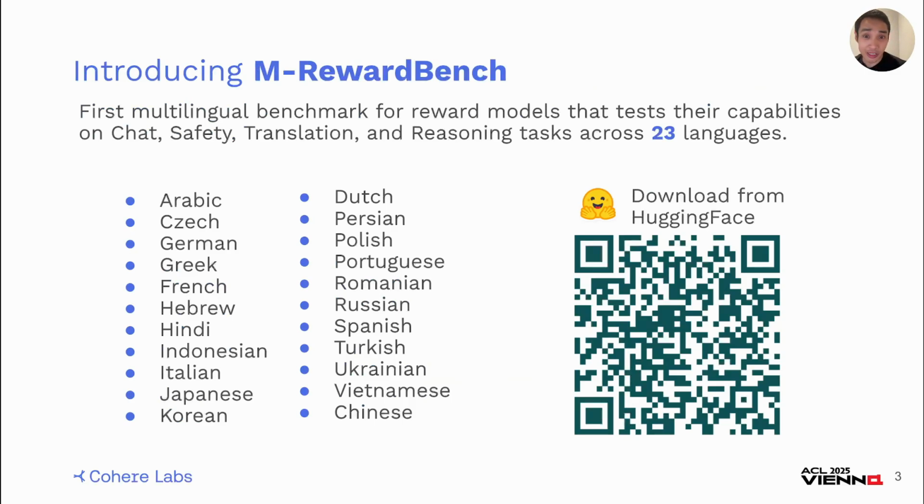It is the first multilingual benchmark for RMs that tests their capabilities on chat, safety, translation, and reasoning across 23 languages. We attempt to make the language selection very diverse, including several high resource and low resource languages, different scripts, and linguistic families. So M-Reward Bench is open source and downloadable from Hugging Face, as you can see in the QR code in the slide.